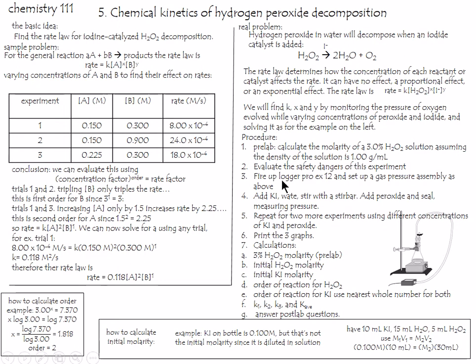And then, as usual, we'll fire up Logger Pro, experiment 12 in this case, and set up the gas pressure assembly as shown here. There's the gas pressure assembly. Note this is a closed system, which is potentially dangerous, but at the very worst, what would happen is this rubber stopper would just pop off.